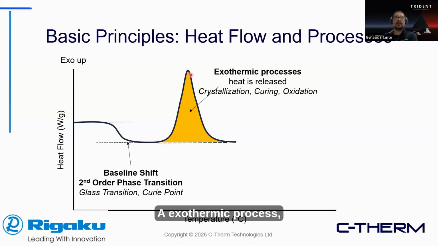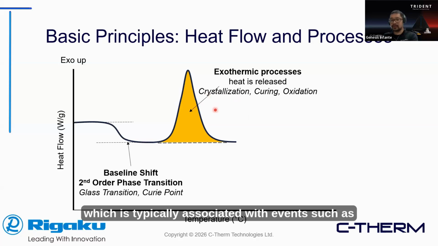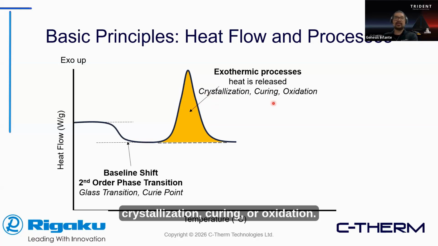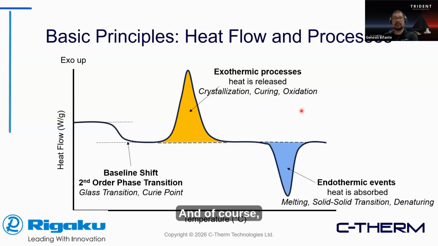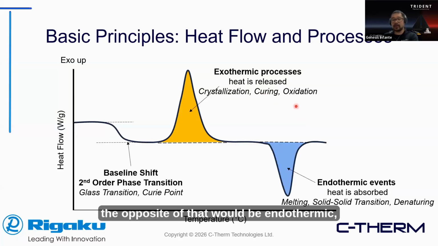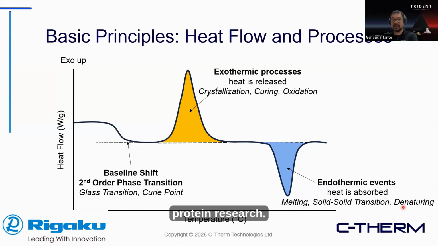An exothermic process, in this case, the graph looks like this, where it follows that direction right there, where you have an increase or release of energy, which is typically associated with events such as crystallization, curing, or oxidation. And of course, the opposite of that would be endothermic, which is indicative of the heat being absorbed, which is typically associated with the material melting, some sort of solid to solid transition, or denaturing in terms of protein research.